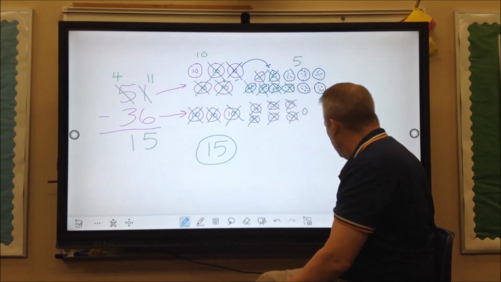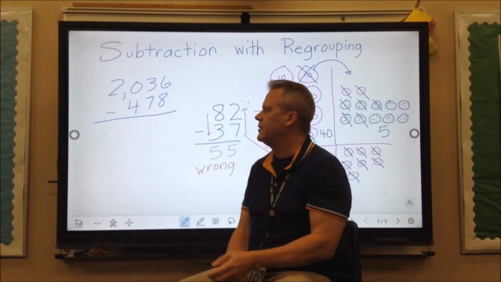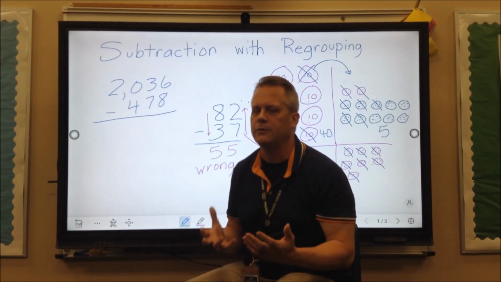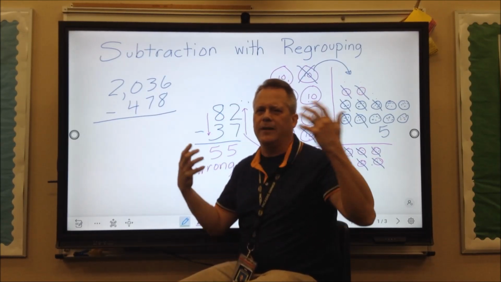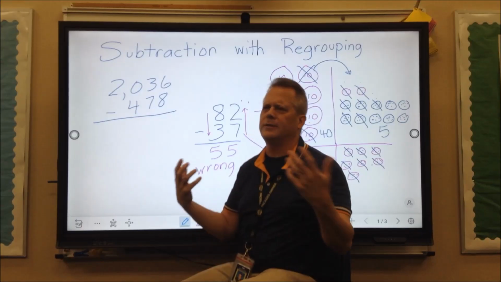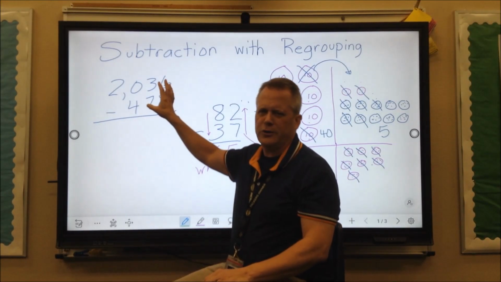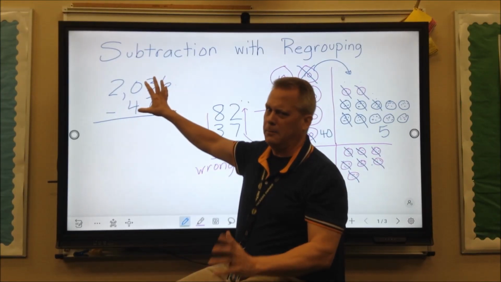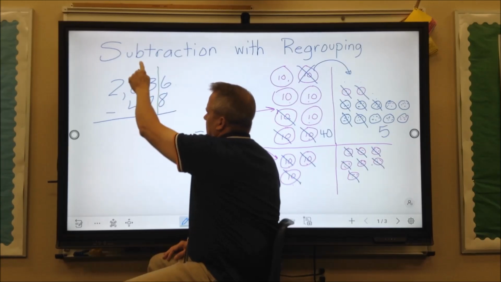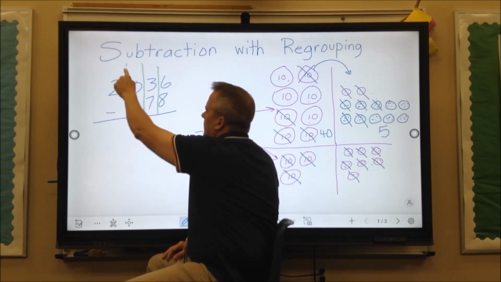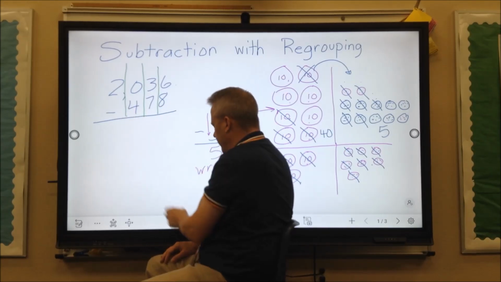Now, if I go back to that first example we wrote up there, 2036 take away 478, this is what I would tell my students. I've told 8th graders, 7th graders, 6th graders, 5th, 4th, 3rd, 2nd. 1st grade doesn't do big problems like this. Ready? This is what I would tell students. Let's break this apart. Let's separate our ones, our tens, our hundreds, our thousands.